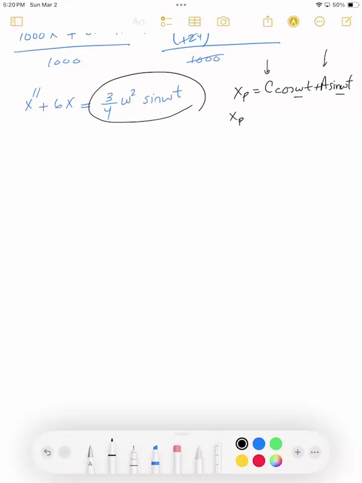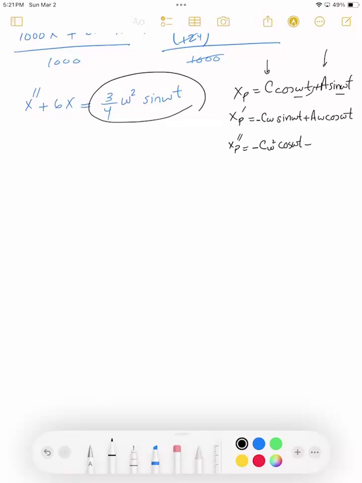And then we find x prime, which is minus c omega sine omega t plus a omega cosine omega t. So the derivative of cosine is negative sine times the derivative of the angle, which is omega. The derivative of sine of omega t is cosine omega t times the derivative of the angle, omega. Then we find the second derivative, which is going to be minus c omega squared. The derivative of sine is just cosine omega t, and the reason this becomes omega squared is because we have to find the angle's derivative. Omega t's derivative is omega, so we get squared.